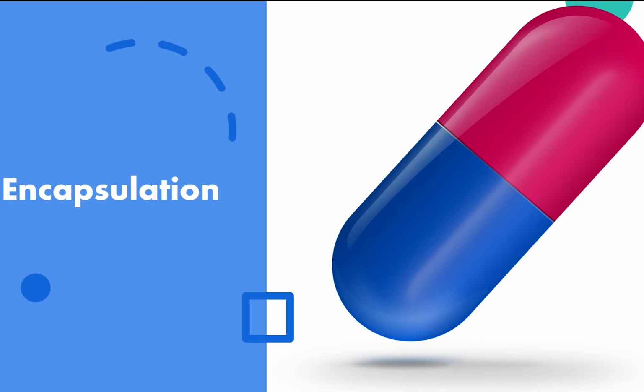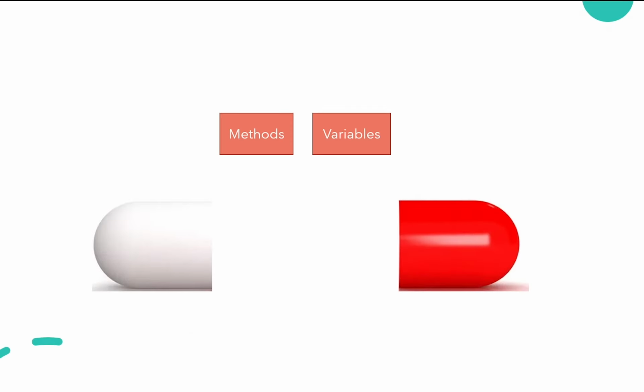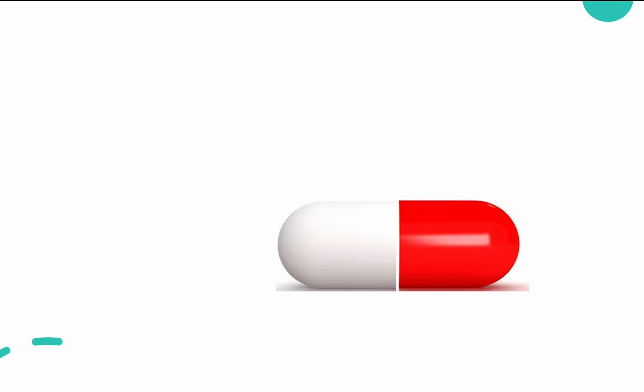Encapsulation is one of the fundamental concepts in object-oriented programming. It describes the idea of wrapping data and the methods that work on data within one unit. We have the methods and variables in a class. In encapsulation, we just wrap them inside the class. We encapsulate the methods and variables which cannot be accessed outside the class.